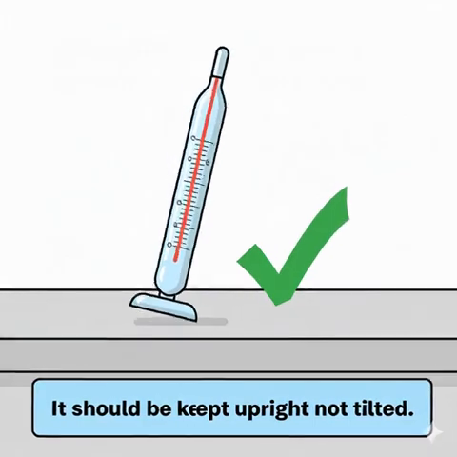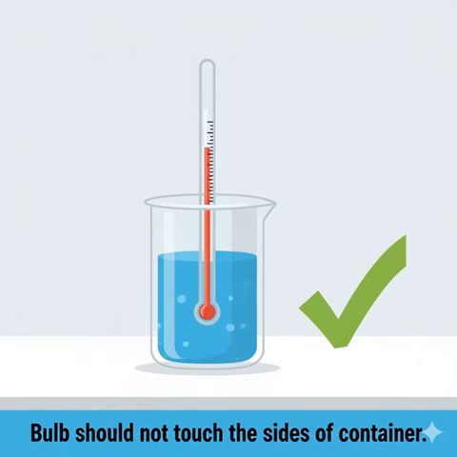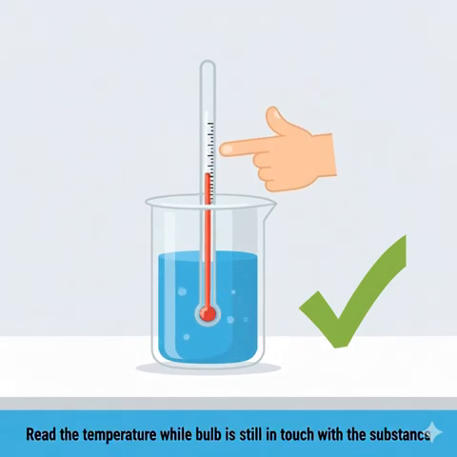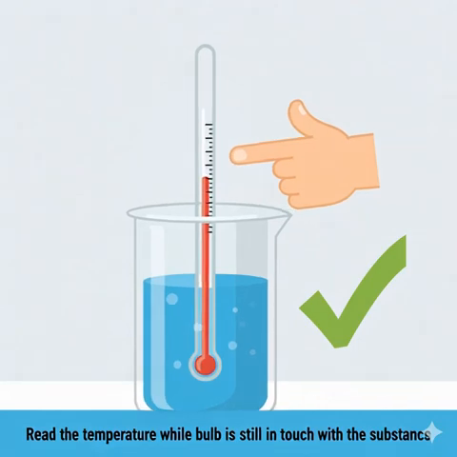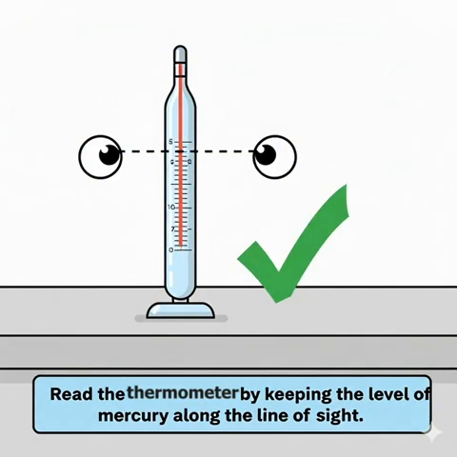It should be kept upright, not tilted. The bulb should be surrounded from all sides by the substance whose temperature is to be measured. The bulb should not touch the sides of the container. Read the temperature while the bulb is still in touch with the substance. Read the thermometer by keeping the level of mercury along the line of sight.